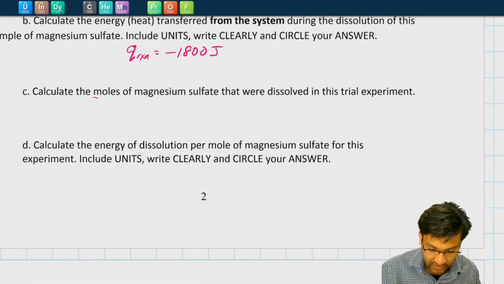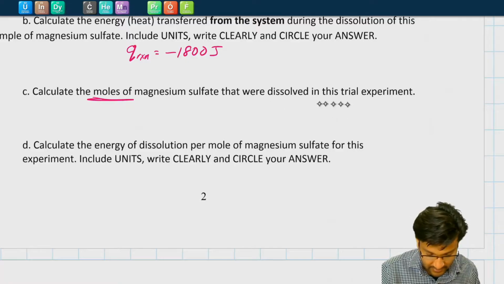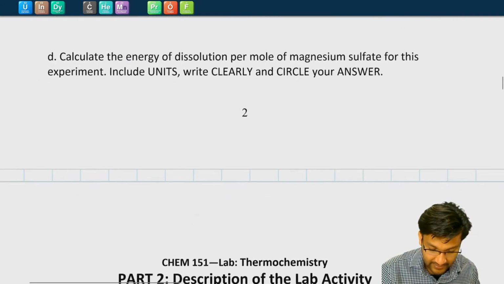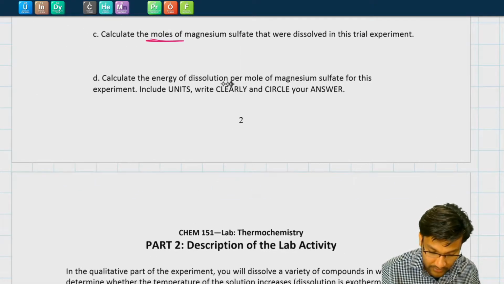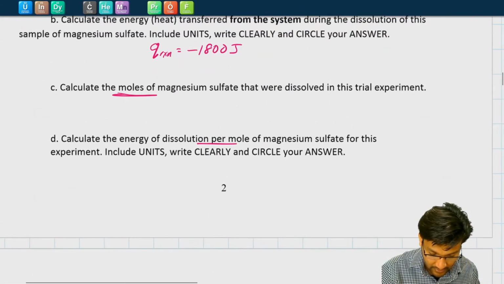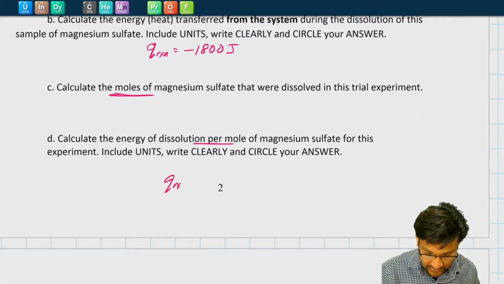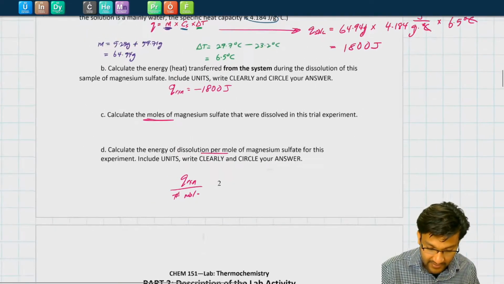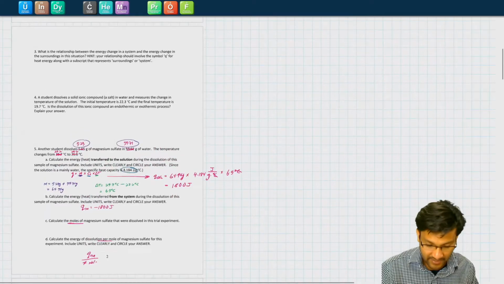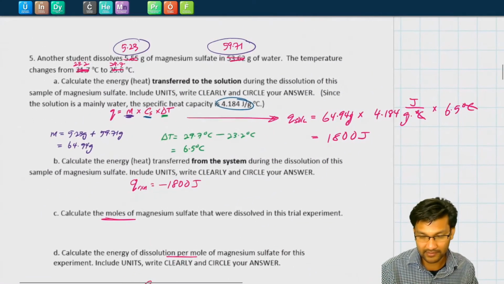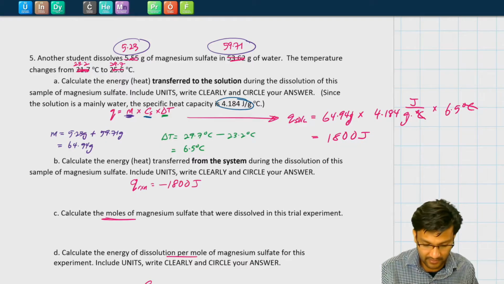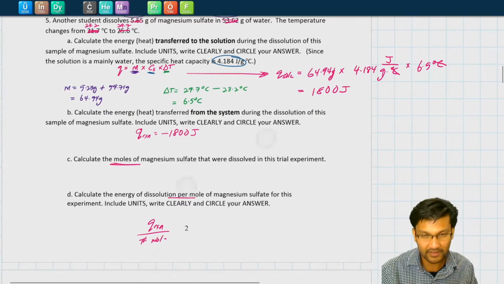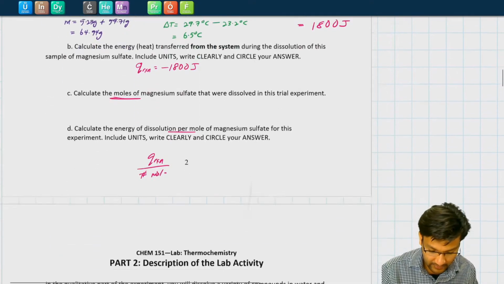We all know how to calculate moles of something from the mass. Then to calculate the energy of dissolution per mole, you take the heat from the reaction and divide it by the number of moles of solute. Those are the things I want to point out in the pre-lab calculation. In case you haven't seen this, there are links on the site on how to do these calculations, and if you were in Chem 150, you would have also done some of these in class already.